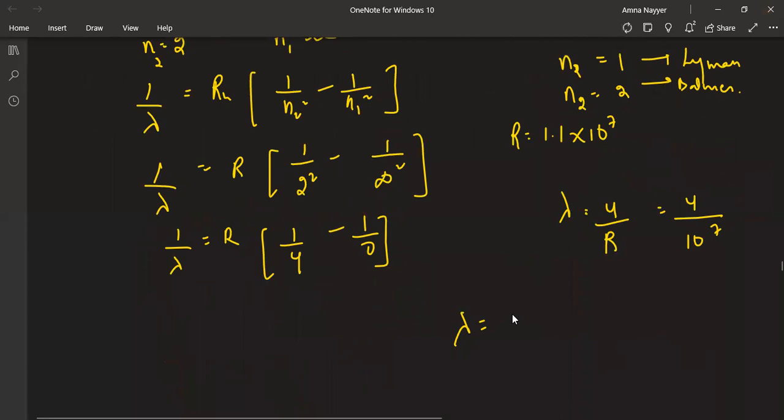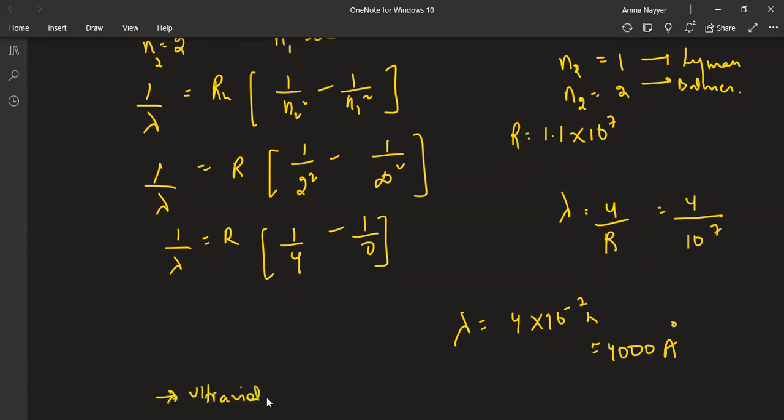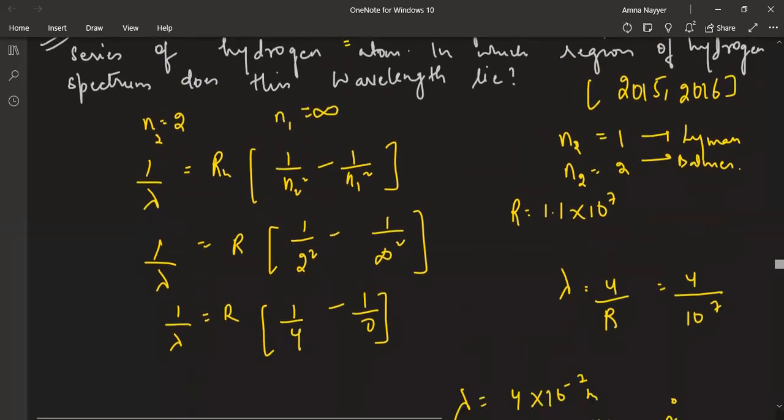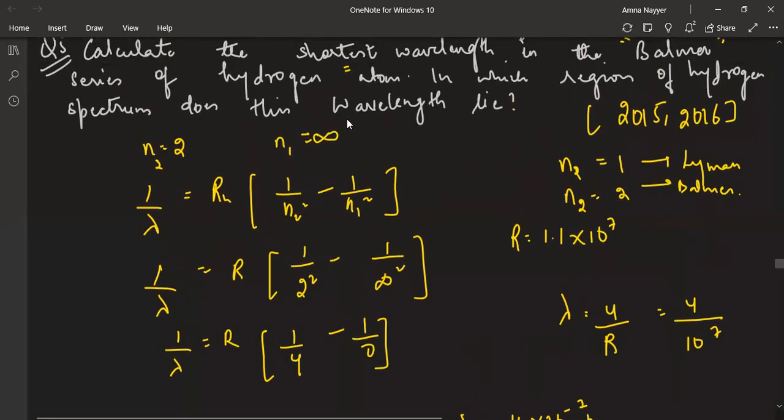So wavelength becomes 4 into 10 to the power minus 7 meters, which you can write as 4,000 angstrom also. Approximately around 4,000 angstrom. Answer will be around 360 something like this. Calculate precisely in exam. And this lies in the ultraviolet region. Okay, note it down, class. This was important from this question. It has come once in CBSE 2015, once in 16.